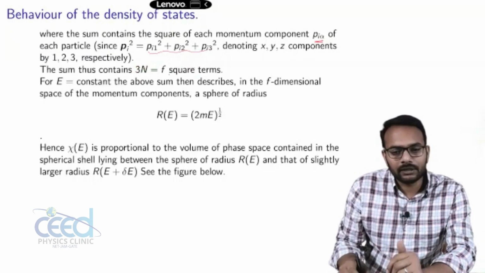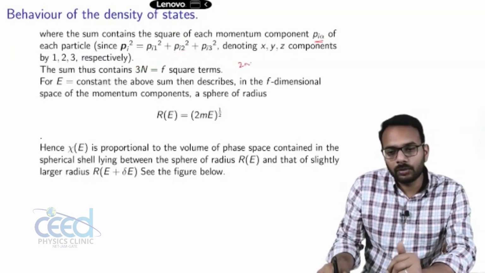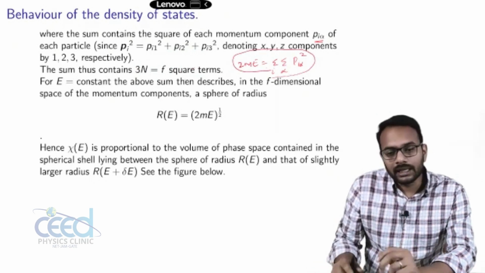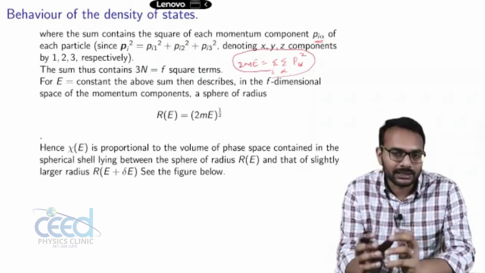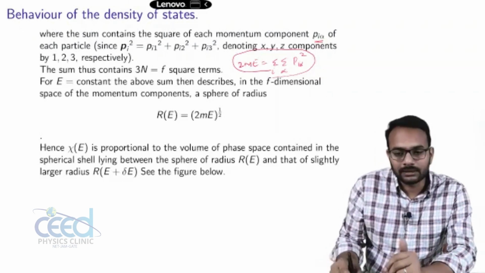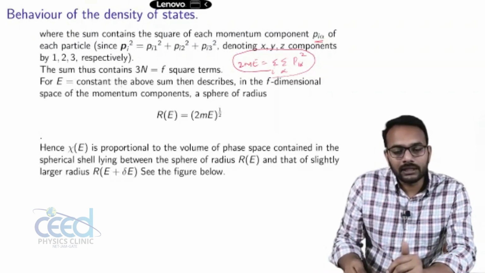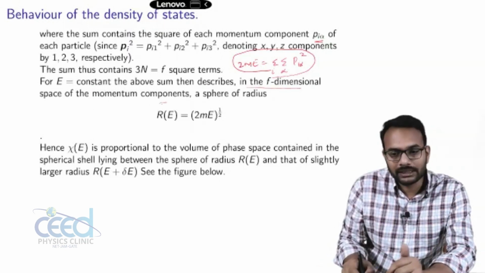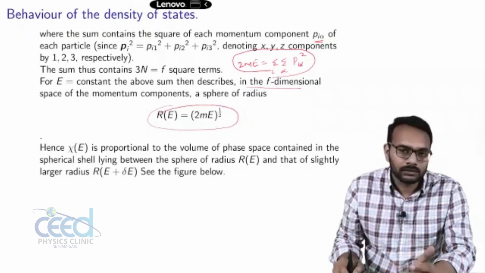All right. And for E equal to constant, the equation 2mE is equal to the sum over i, sum over alpha, of p_i alpha squared. Okay, this condition gives you a sphere in your momentum space. For E equal to constant, the above sum then describes, in the f-dimensional space of the momentum components, a sphere of radius (2mE) raised to 1 by 2.